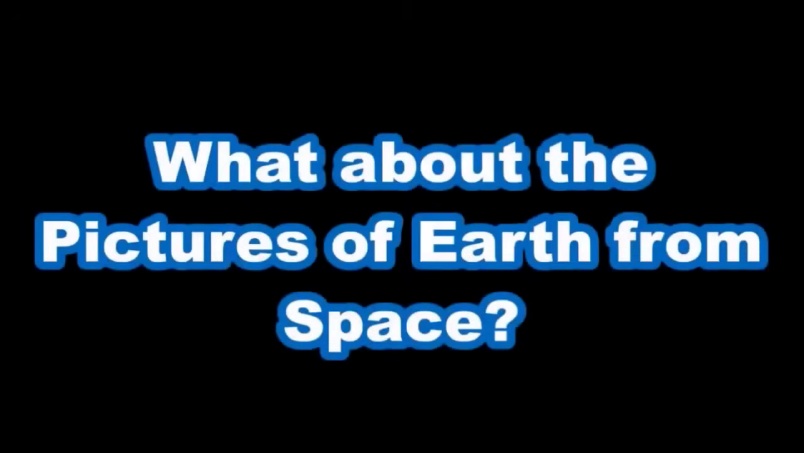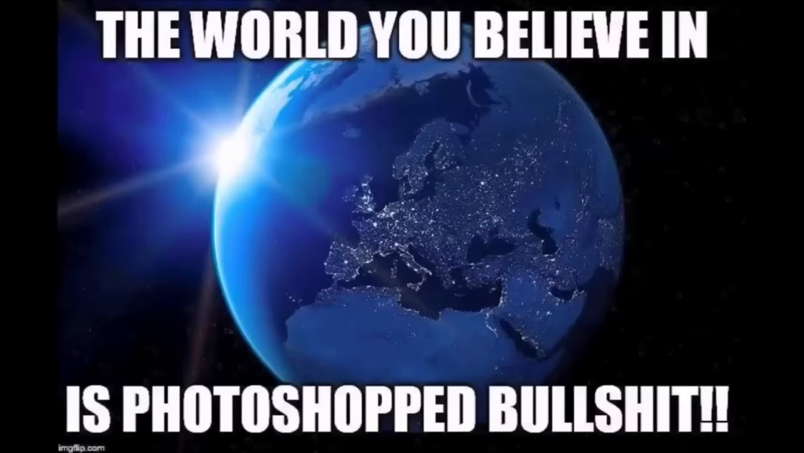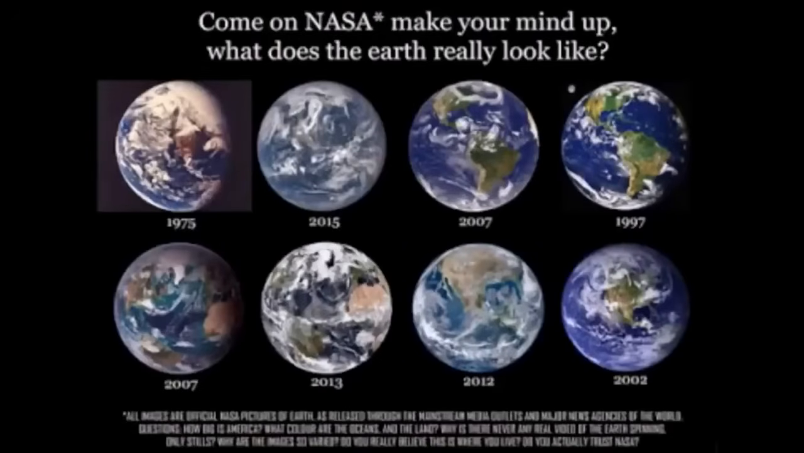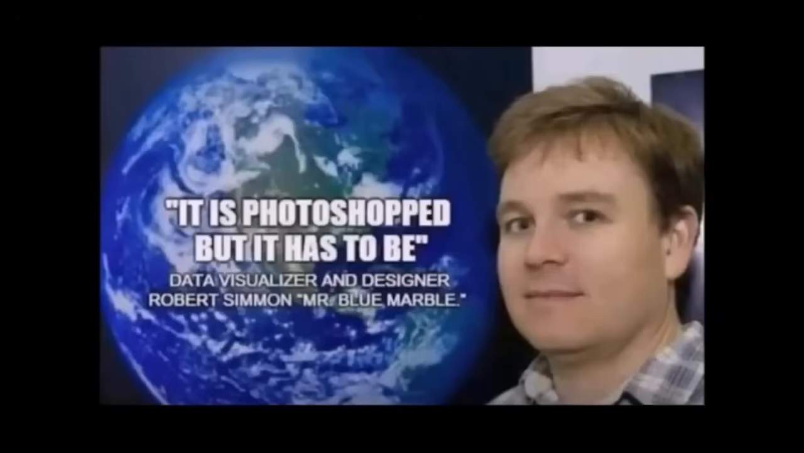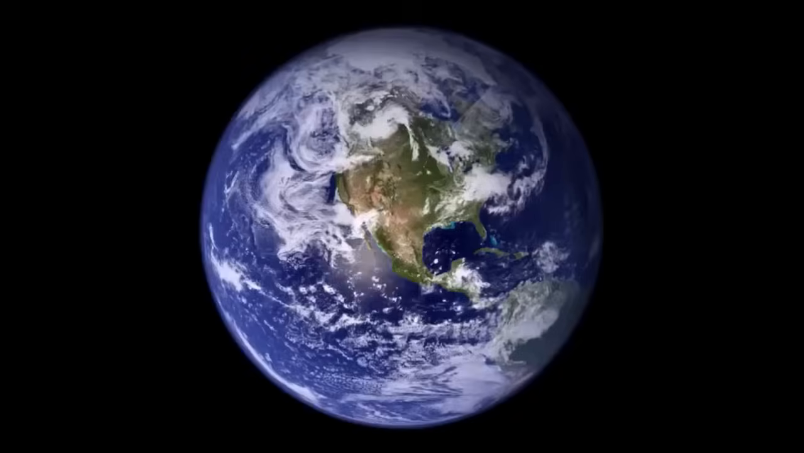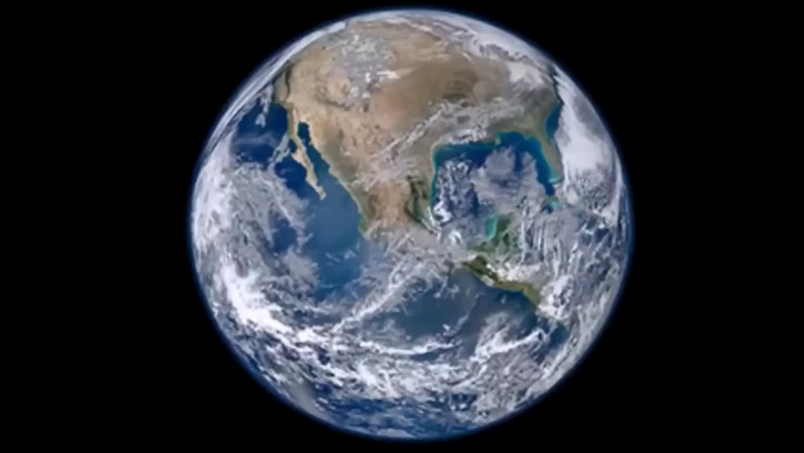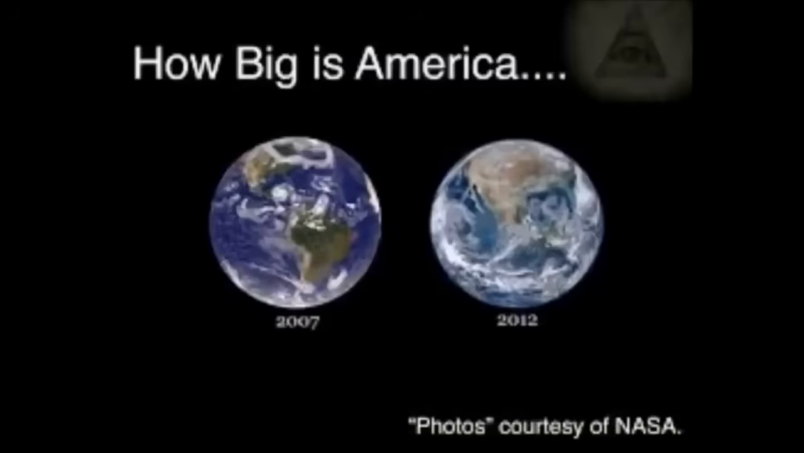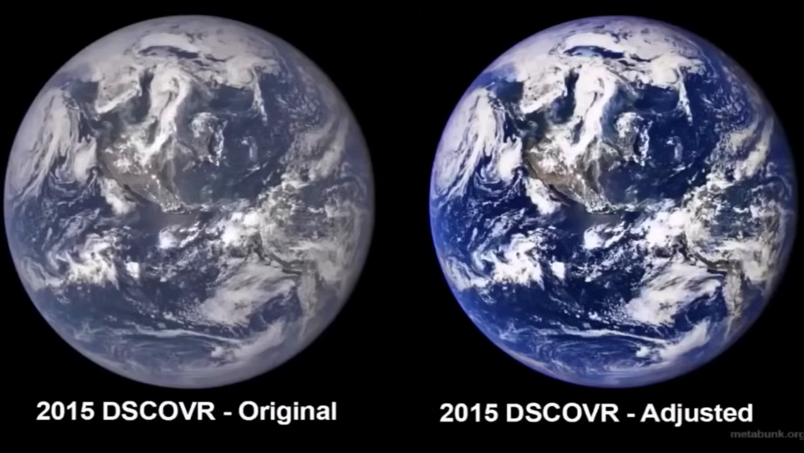What about the pictures of Earth from space? The pictures we see from NASA of Earth from space are badly photoshopped. It is so obvious that even they admit to photoshopping the cartoons, such as data visualizer and designer Robert Simmon, who once said, "It is photoshopped, but it has to be." This only proves that these blue marble images are not real, but fake cartoons that NASA has given the public.